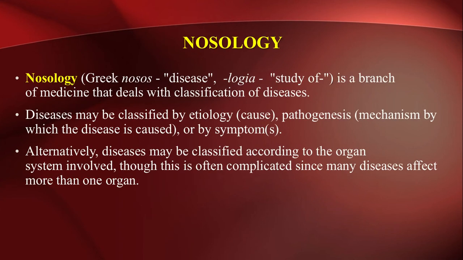Nosology, from Greek, it means nosos, disease, logia, study of, is a branch of medicine that deals with classification of diseases. Diseases may be classified by etiology, pathogenesis, by which the disease is caused by mechanism, or by symptoms. Alternatively, diseases may be classified according to the organ system involved, though this is often complicated since many diseases affect more than one organ.